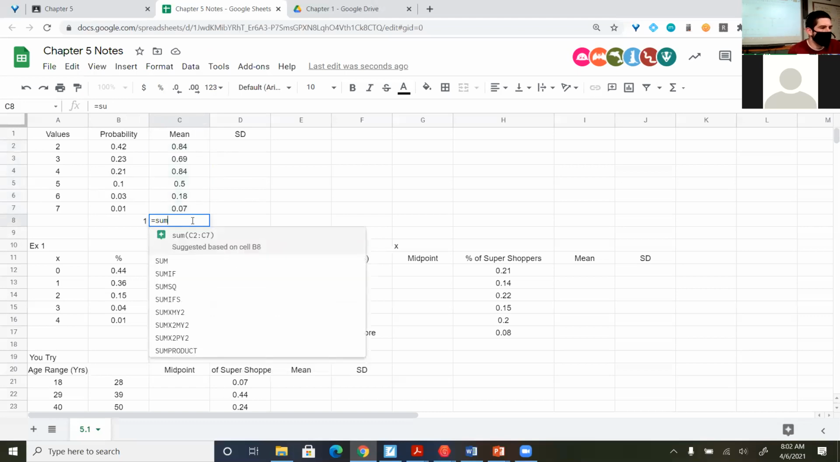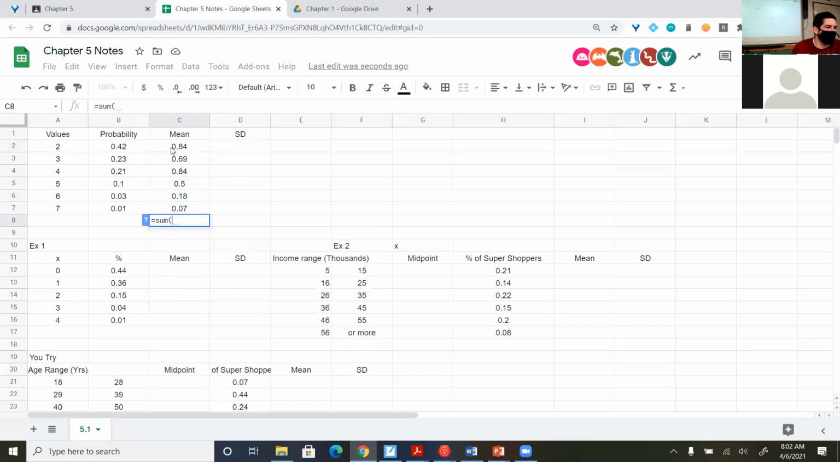So now I have all the products of the mean. And so now I'm going to do the sum of that column. And again, it's already prompting me, but I just want to go ahead and highlight. So I have that the expected output would be 3.12.